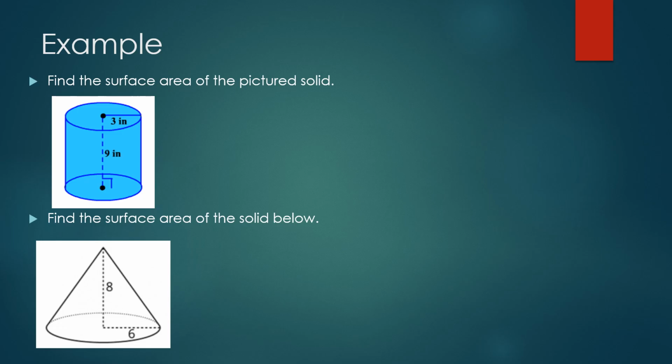Now let's look at some pictures. We want to be able to find the surface area of a cylinder and another cone. So in the cylinder, we know that the surface area of the cylinder is equal to 2 pi r squared plus 2 pi r h.